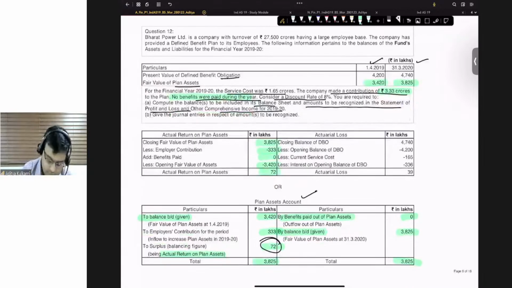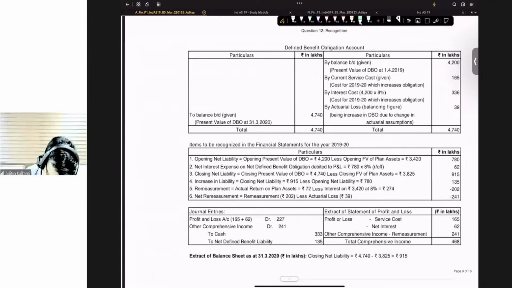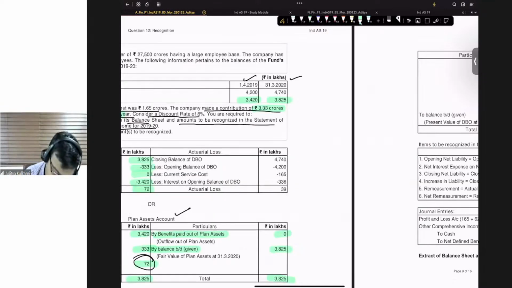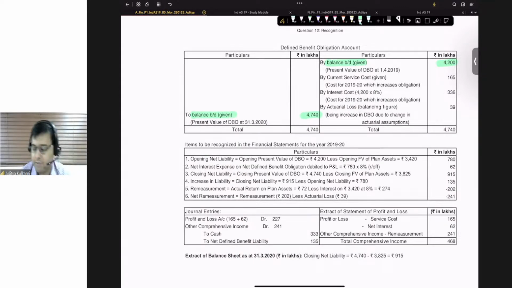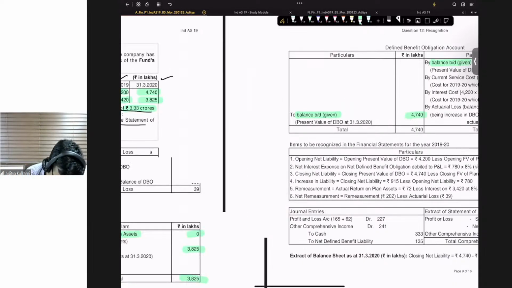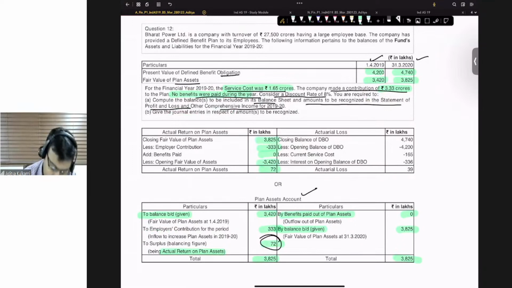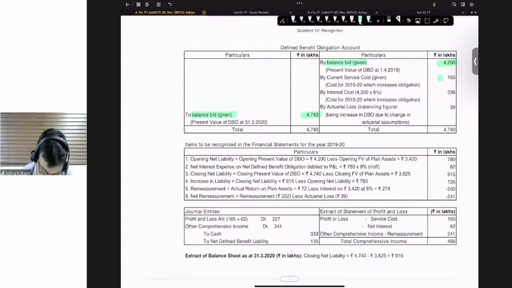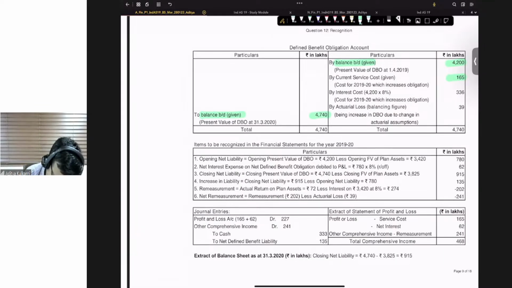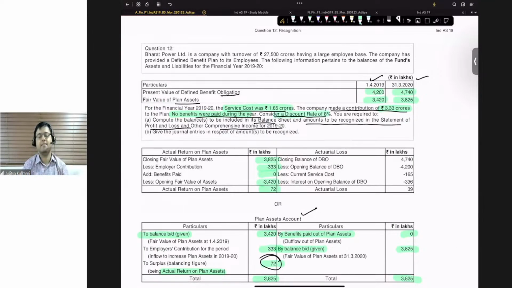Okay. Now let us come to the obligation. Opening obligation 4,200, closing is 4,740. So that is given. Next, you are given current service cost. Current service cost means employee is providing service which is increasing his entitlement to the obligation in the future. So that increases the obligation, 165. Then consider a discount rate of 8%. So you will have to increase your asset.